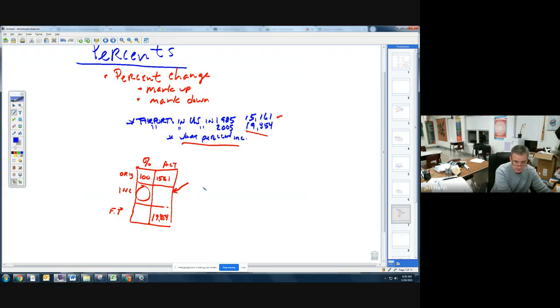So what we're going to have to do is actually do that subtraction. Take our 19,854, subtract the 15,161, what is that, 4,693. So now I can make an equal ratio problem here. I don't know this. I know this fraction has to equal this fraction. Now, ladies and gentlemen, I'm going to write it over here.